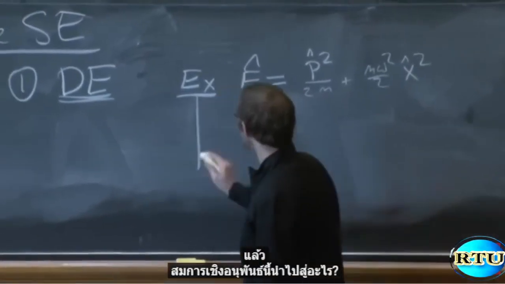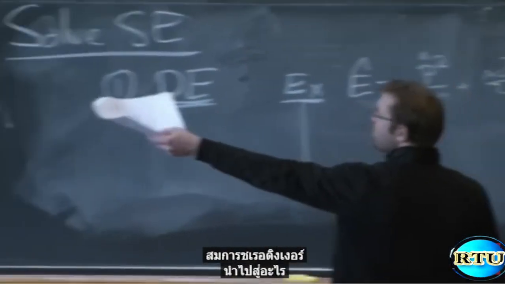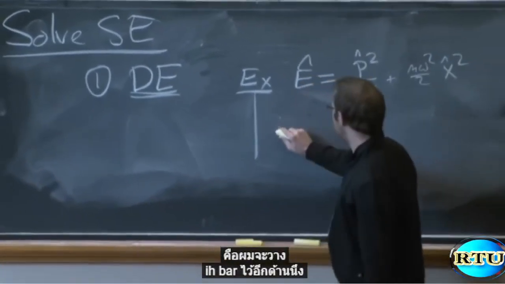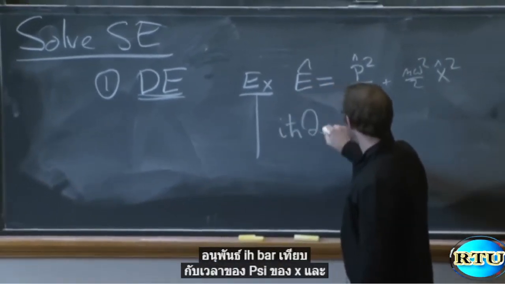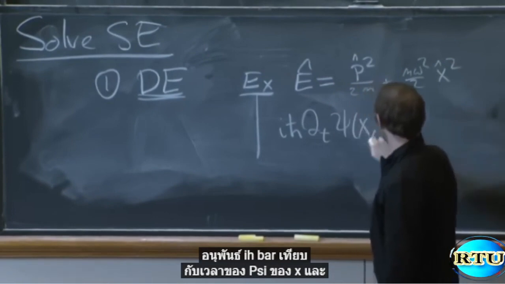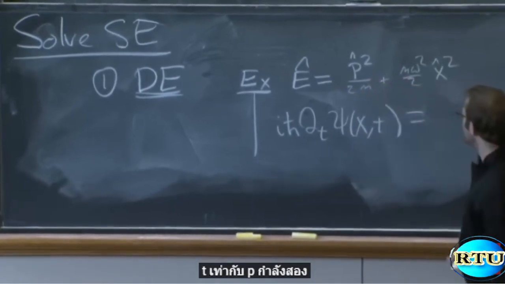And what is the differential equation that this leads to? What's the Schrodinger equation it leads to? Well, I'm going to put the i h bar on the other side. i h bar, derivative with respect to time of psi of x and t, is equal to p squared.